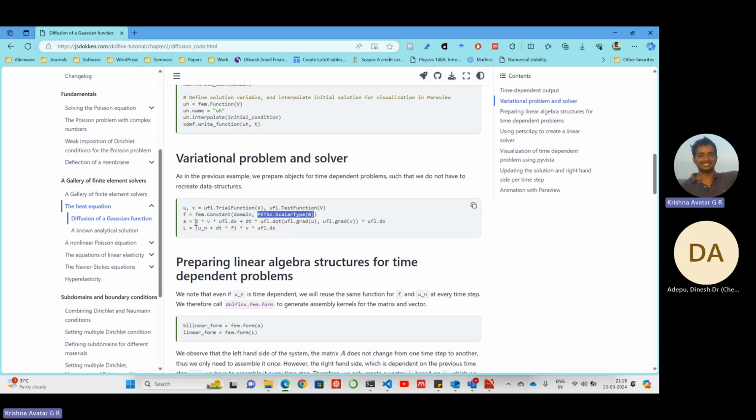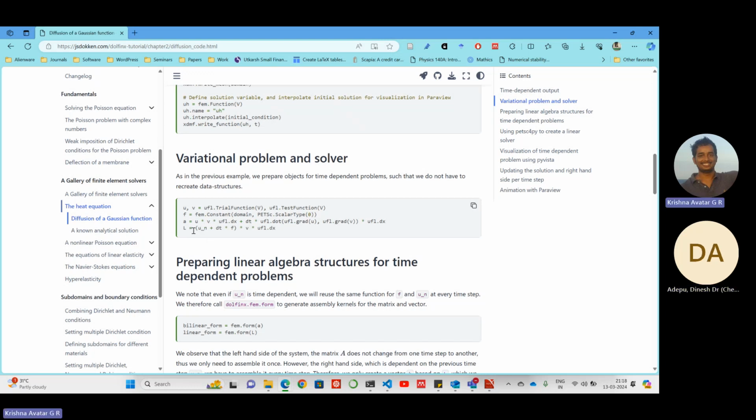Then we have A is equal to, now just clearly see here what's going on. The way we had defined, right? Okay. So A is equal to u into v into ufl.dx. So it's like they have just broken our integral, and then plus for the other term, we had written alpha into dt into ufl.dot, because we are taking a dot product, right? So ufl.grad(u), comma ufl.grad(v) into ufl.dx. So this is the bilinear form, which we wrote previously as well.